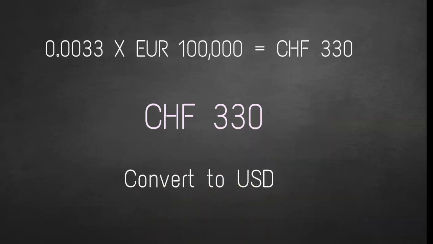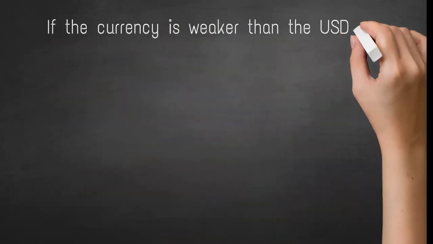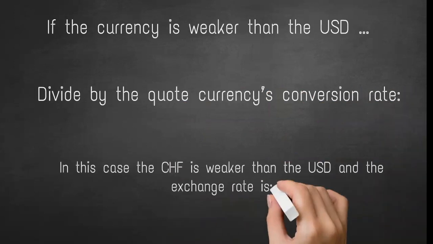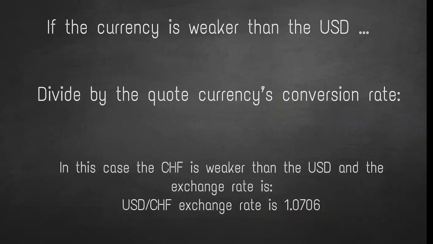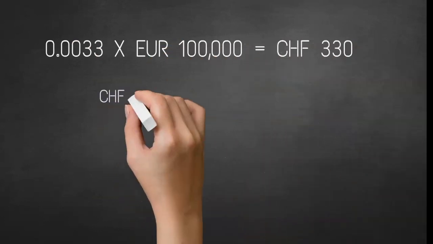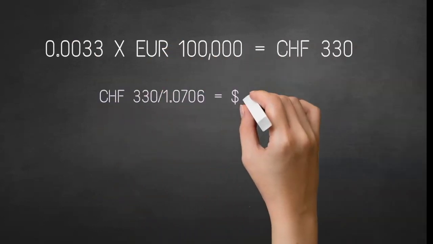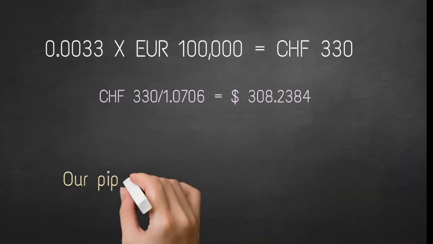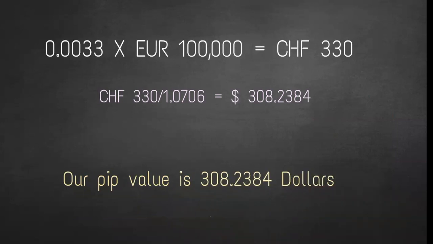So we are going to convert these francs into dollars. So we're going to divide our 330 Swiss francs by 1.0706, which is the currency conversion rate. So our pip value is $308.2384.